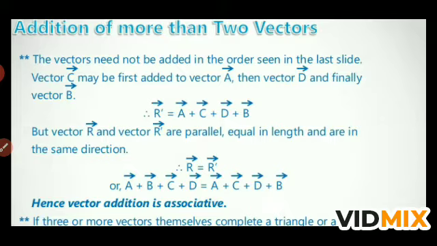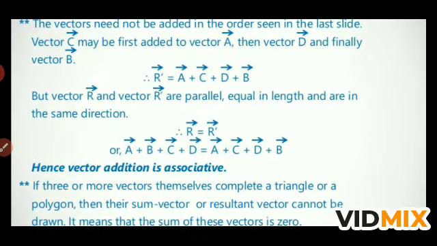So the resultant R' is equal to A plus C plus D plus B. It means we changed the order and the resultant is still the same, so R is equal to R'. So we can say that vector addition is associative.